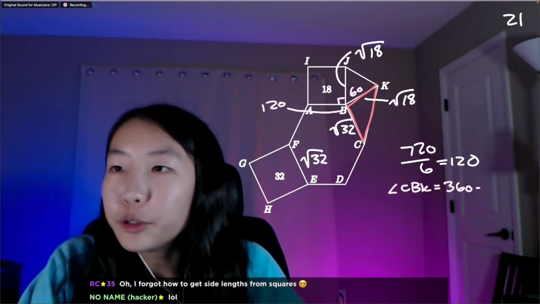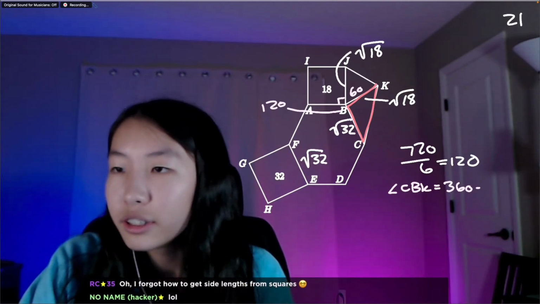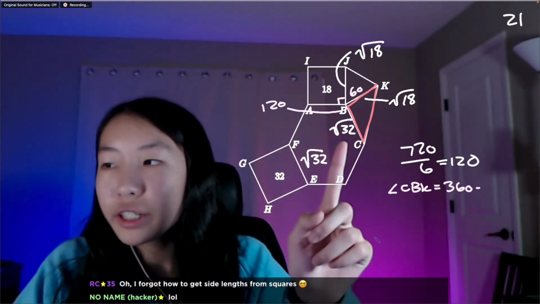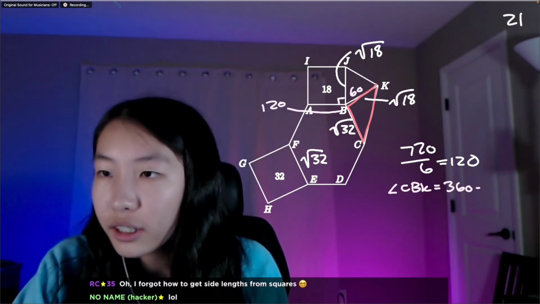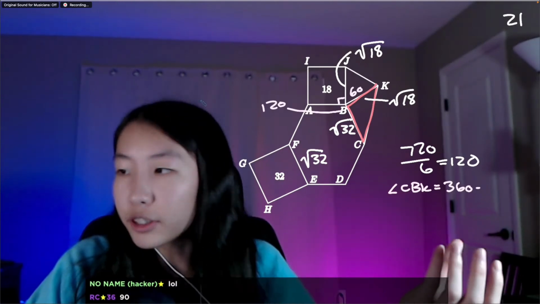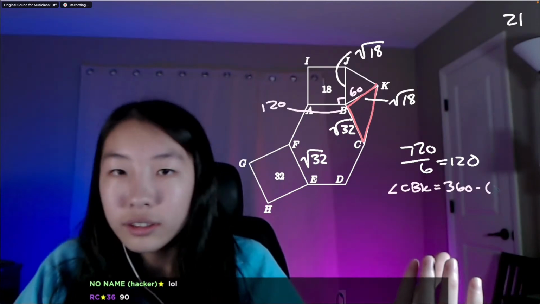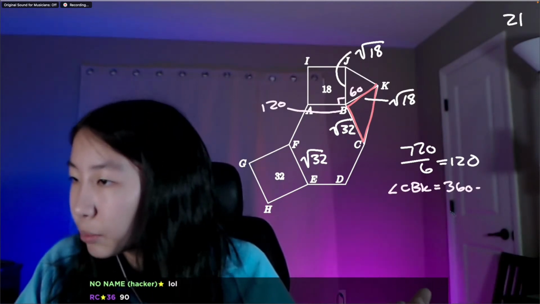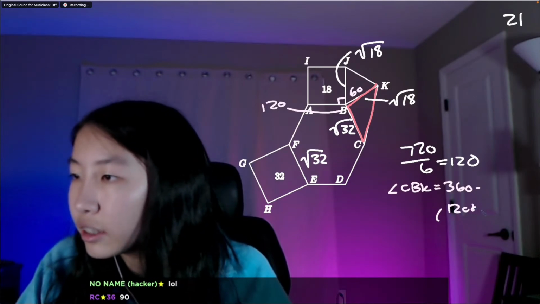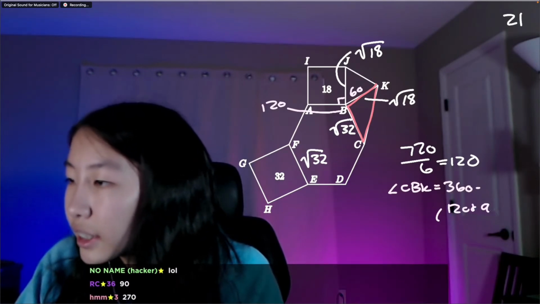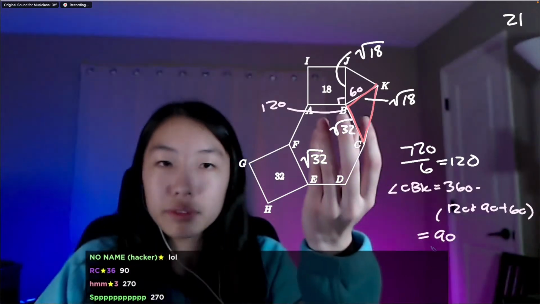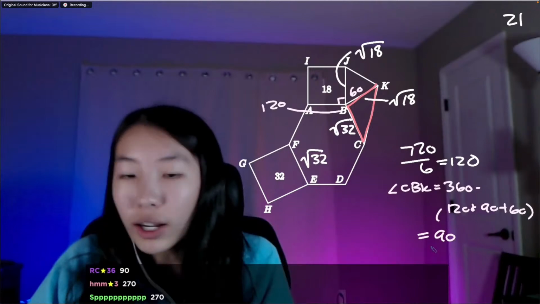Ooh, it looks like we have a no-name hack in the chat. Do you guys want to tell me what is the sum of 120, 90, and 60 degrees? Yeah, RC, it's going to be 90 as the difference. So if we subtracted 120 and then added 90 and 60 to that subtraction, that's going to give us 90. So we have a right triangle.